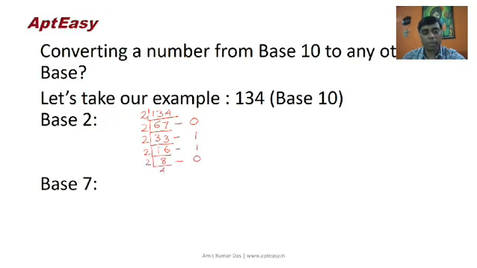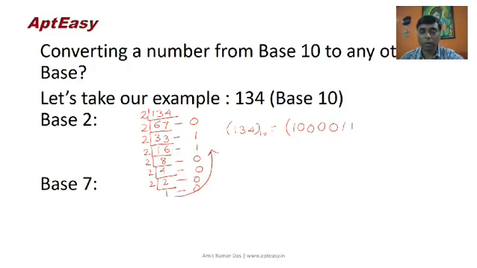2 4s are 8, remainder is 0. 2 2s are 4, remainder is 0, and then 2 1s are 2, remainder is 0. So this 134 in decimal is actually 1. You have to start from here and go up, so it becomes 1 0 0 0. So 1 2 3 4, 4 zeros are there, and then 1 1 and 0 in base 2.